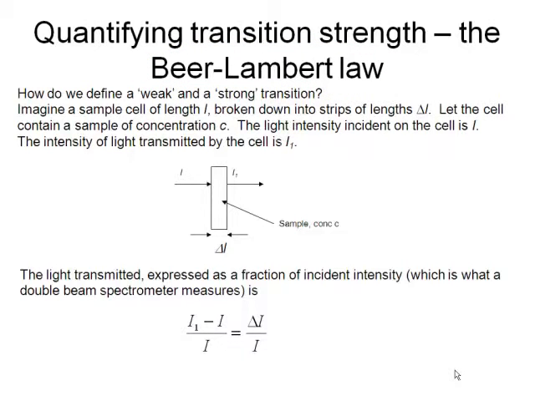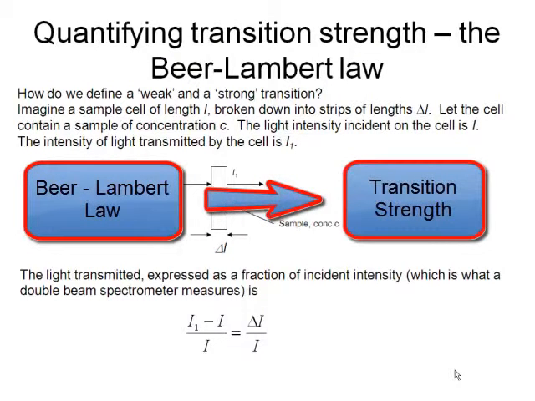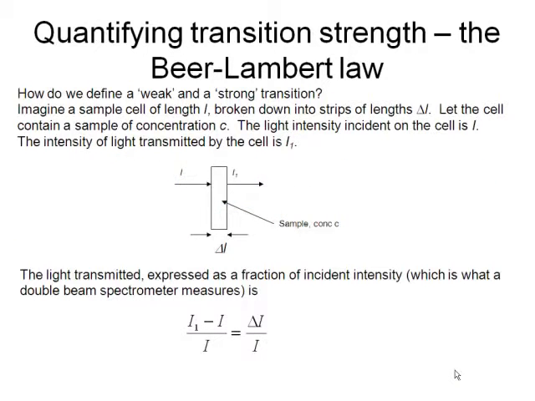can extract from that a constant, which we'll call the molar decadic absorption coefficient, or the extinction coefficient, which characterizes the strength of a transition. And that'll allow us to say more precisely what we mean by a weak transition or a strong transition. So we're going to derive the Beer-Lambert Law.